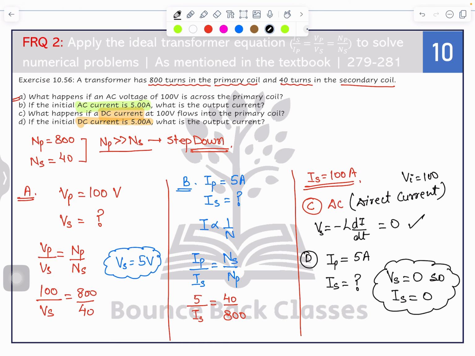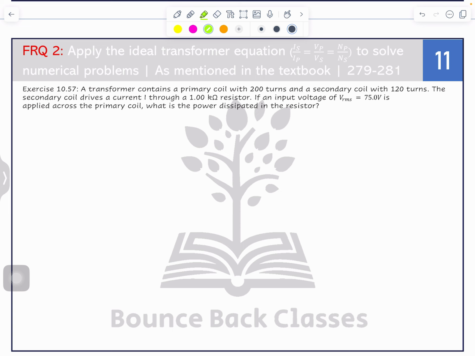Now we have question number 10.57. A transformer contains a primary coil with 200 turns, and a secondary coil with 120 turns. The secondary coil drives a current I through a 1 kilo ohm resistor. If an input voltage of VRMS 75 volt is applied across the primary coil, what is the power dissipated? Okay guys, now we have a few factors. Just align them and then we will solve them one by one.